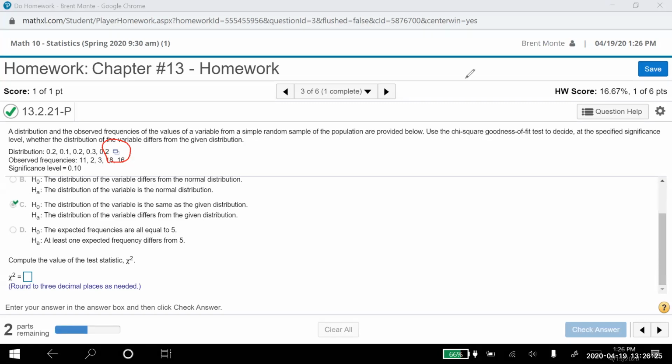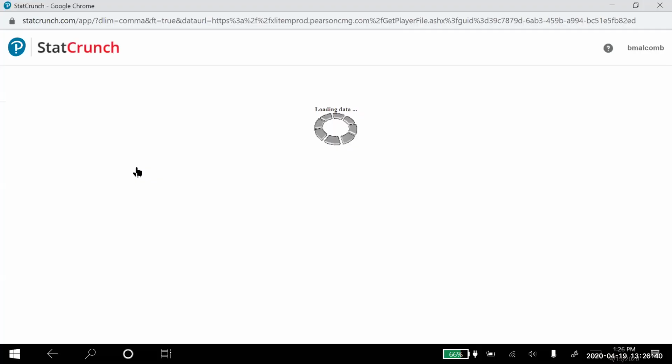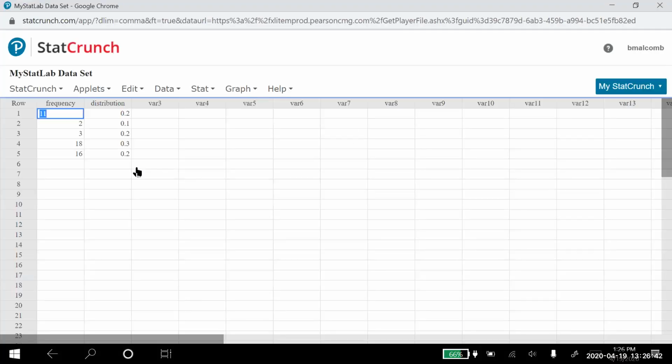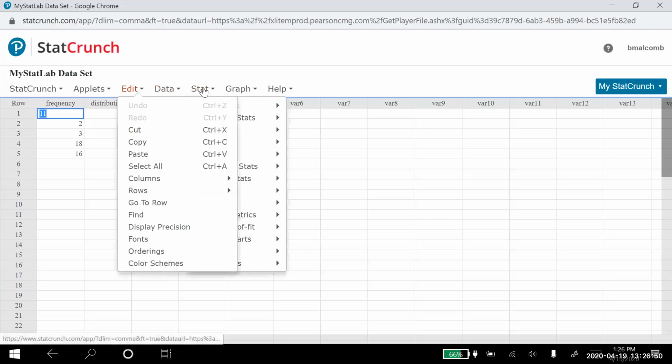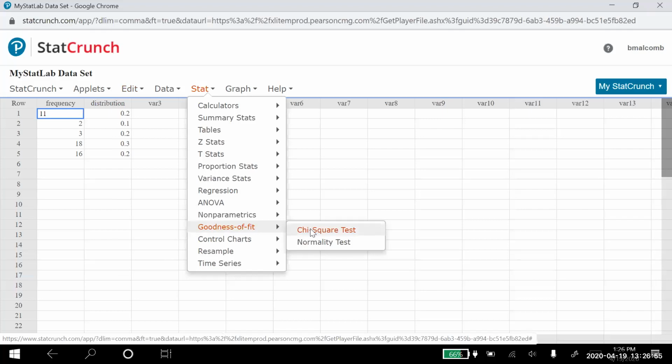So this is what you're going to be doing. You're going to say, oh, I need to get my data. So I click here and it says, where do you want to open it? You say in StatCrunch. And all my data is already in there. I just have to run the test. That's why I'm saying StatCrunch is so much easier than the calculator, because we don't even have to enter anything. So we just go Stat, Goodness of fit, Chi-squared test.